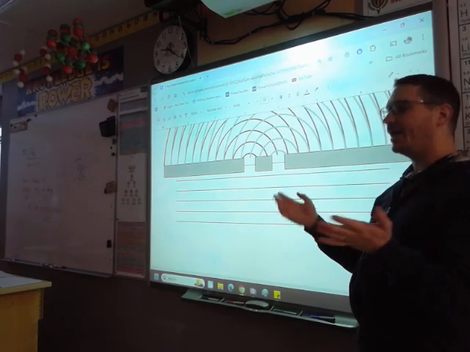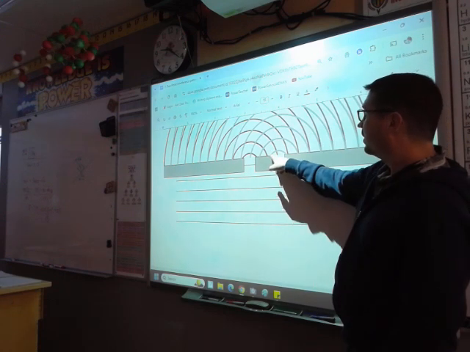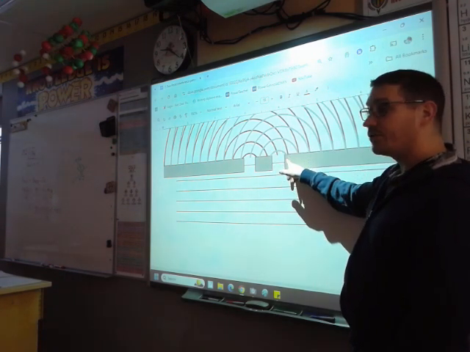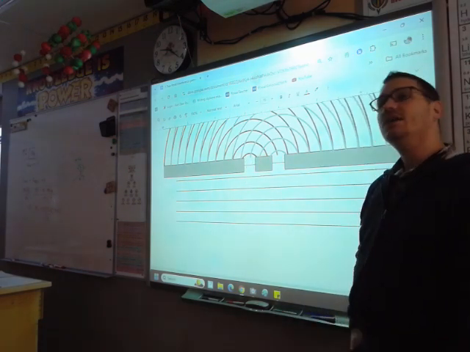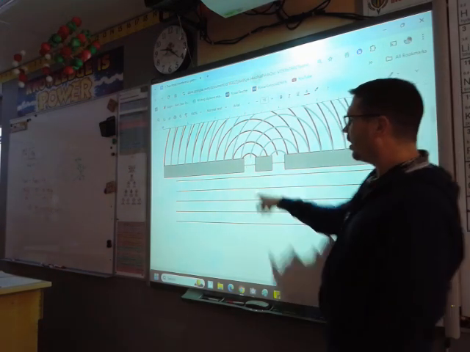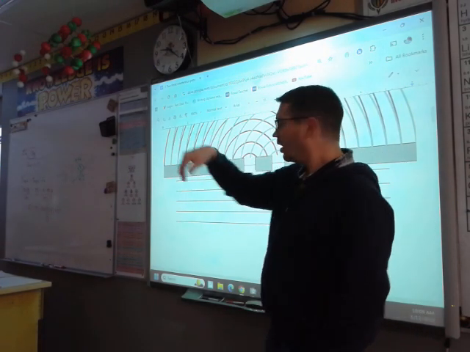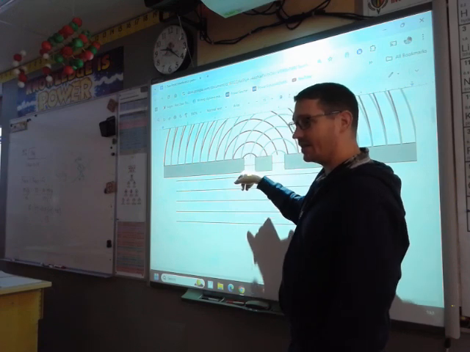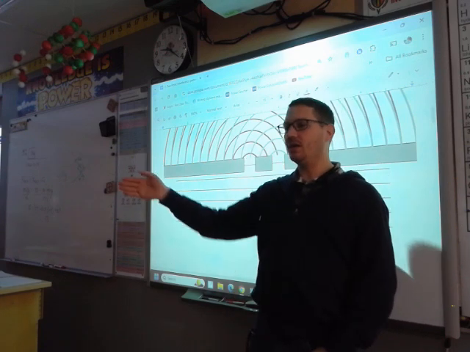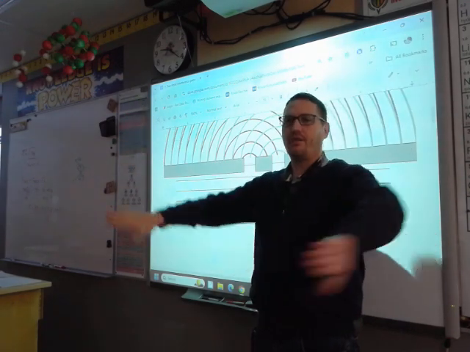The bending of the wave as it goes through this opening is called diffraction. Now, it will diffract here through this opening, and it will also diffract here through this opening. So what that means is everywhere you see a line, that's a crest. Well, what has to be halfway in between these lines? In between a crest and a crest has to be a trough.